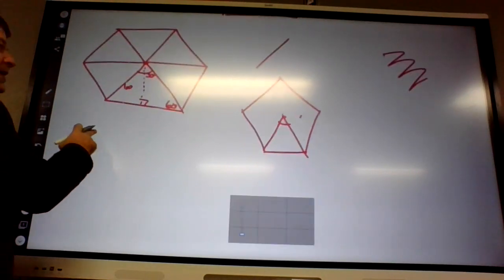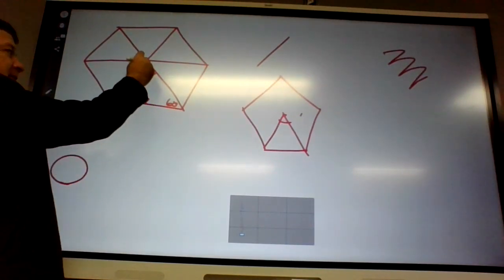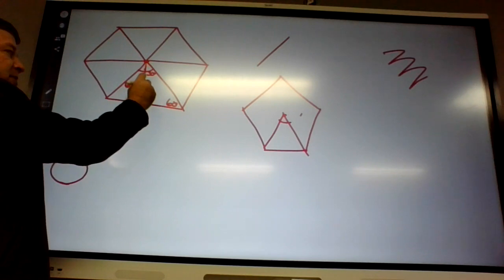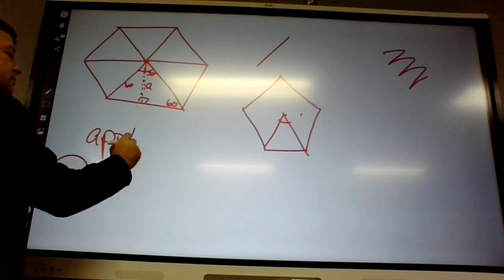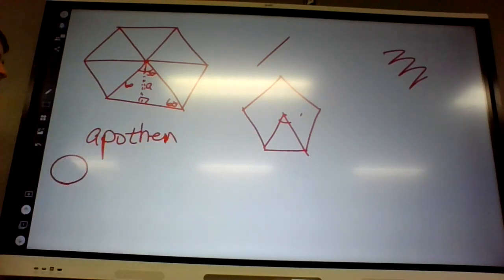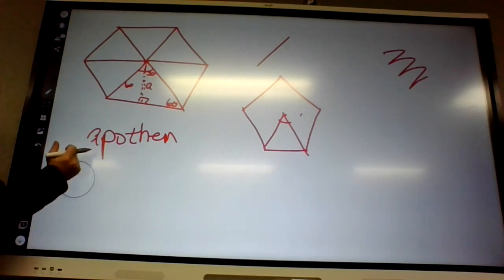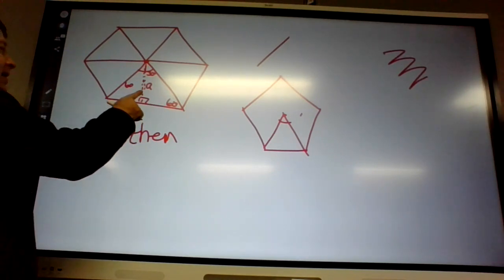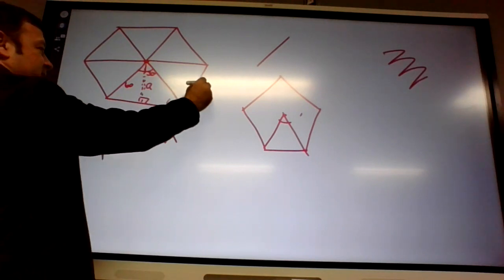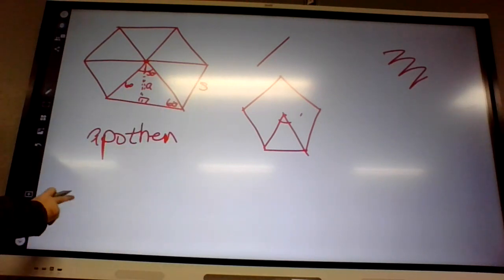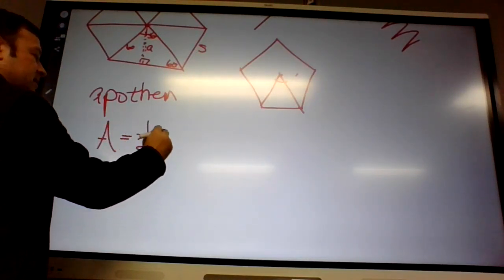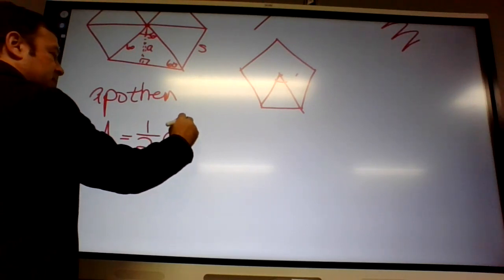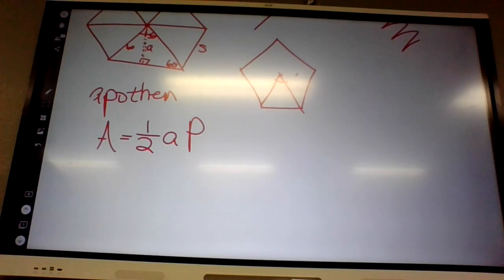But they simplified the steps here. This height of one of the triangles, they actually call the apothem. Apothem. So it sounds like you're trying to say possum, but you get like a speech impediment or something. Apothem. And so this is a side. All the sides have to be equal for this to work. So the area of a regular polygon is 1/2 times the apothem times the perimeter. They simplified the steps down into that.